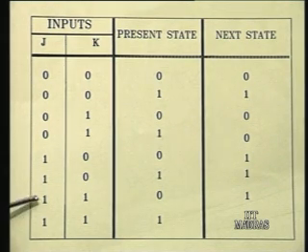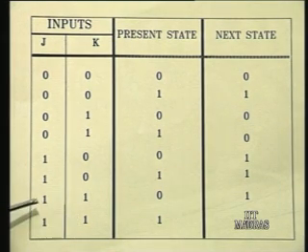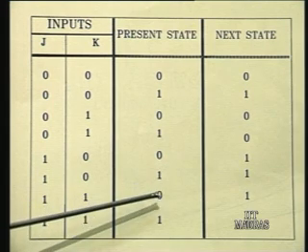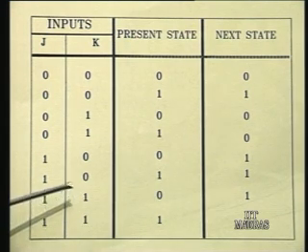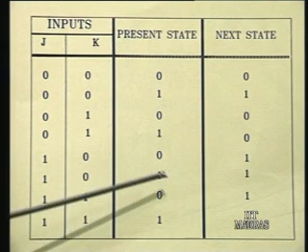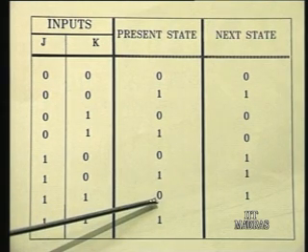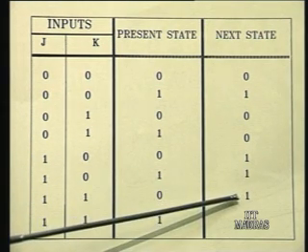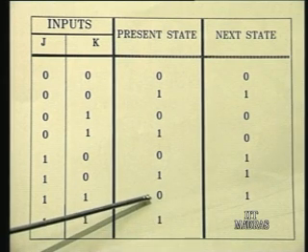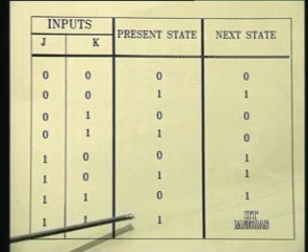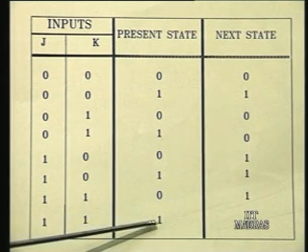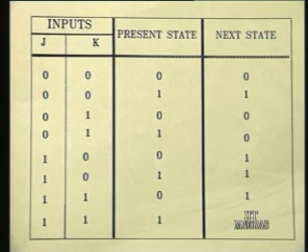Now, what about this pair? In this, J and K both are 1, and we have already said that whenever J and K are both 1, it does not mean it sets as well as resets. Basically, it means it toggles. Whatever be the present state, it just goes to the other state. If it were 0, the next state will be 1. If the present state is 1, the next state will be 0. So, this in fact is a toggle input.